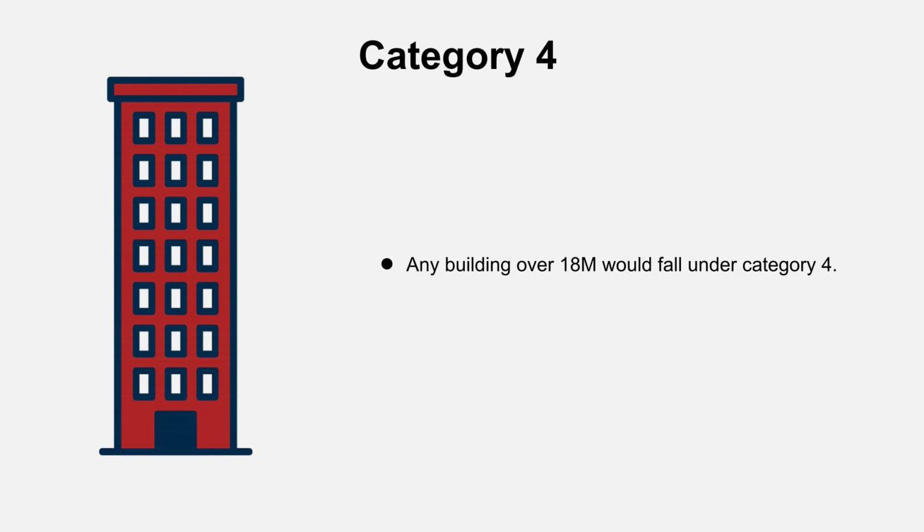Category 4 is for all residential buildings over 18 meters in height. This is a new category of system that was added into BS 9251 to account for the greater risk in tall buildings, the extended time the fire service needs to respond, and for the occupancy to escape.